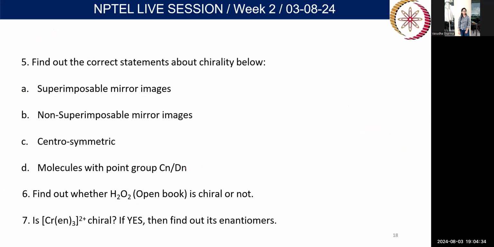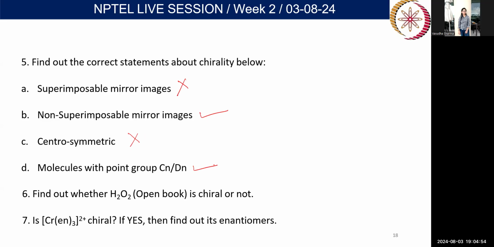Now, the next statement is to find the correct statements about chirality. So it should be superimposable mirror images? No, it should be non-superimposable mirror images. And for centrosymmetry, they shouldn't have any i or sigma. The point groups Cn and Dn belong to the chiral.